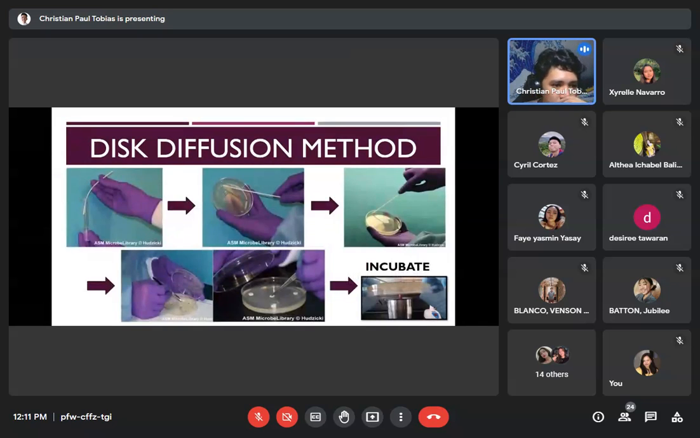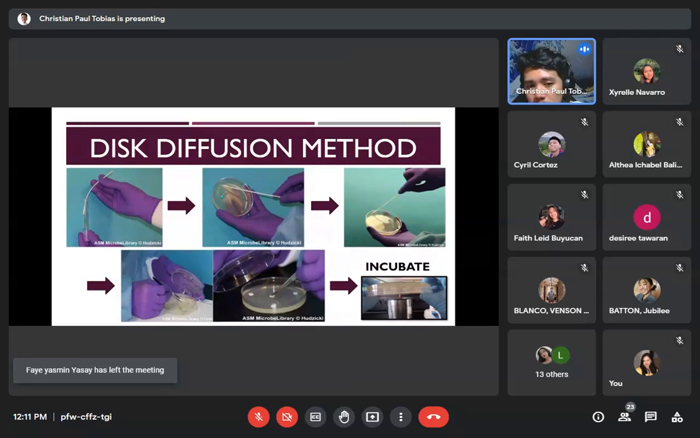So, this is the process. So, you have your isolate. Let's say ito na, match na yung McFarland. Then kuha ka ng swab, isawsaw mo dyan, then ang ginagawa kasi sa lab para hindi siya basa-basa, i-press mo siya sa gilid ng tube para maalis yung ibang moisture. Then you will do the streaking. Okay, again, different protocols.